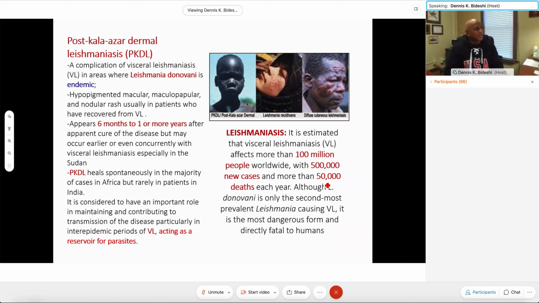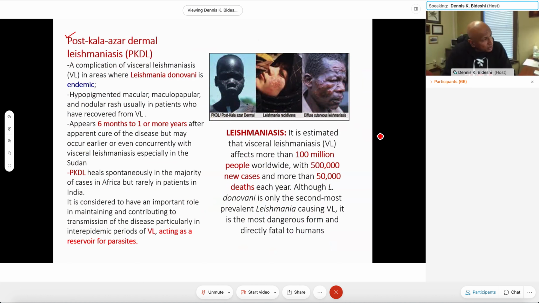All right. So again, before I show you the life cycle, let me just show you a few other things back here. There's a condition called post-kala azar dermal leishmaniasis. In this case, Leishmania donovani seems to be latent, kind of hangs around for a bit, and then it shows up like this. It's less deadly, but nonetheless, you can see this is now a cutaneous disease.